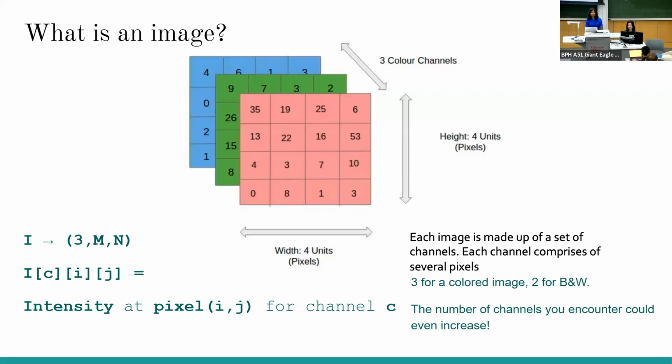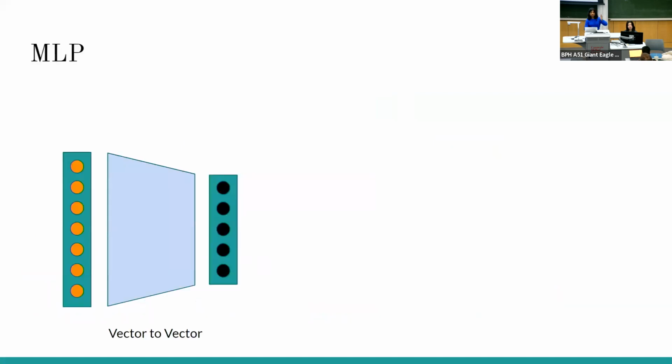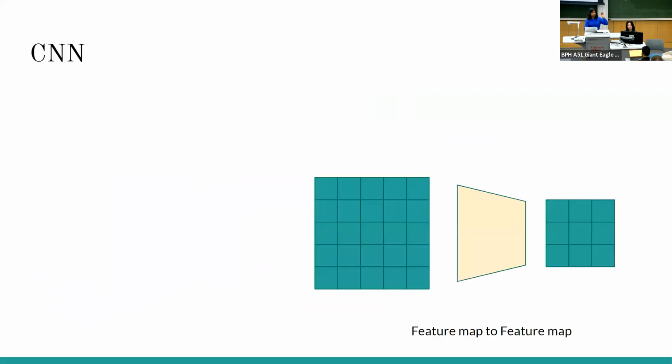So we know about MLPs until now. What MLPs do is take a vector of input through the layers, linear layers and activation layers, and you get an output vector. Analogous to it, what a CNN does is take a map to map: a feature map as an input and convert it into an output feature map.